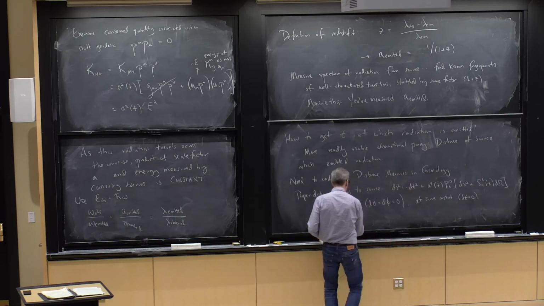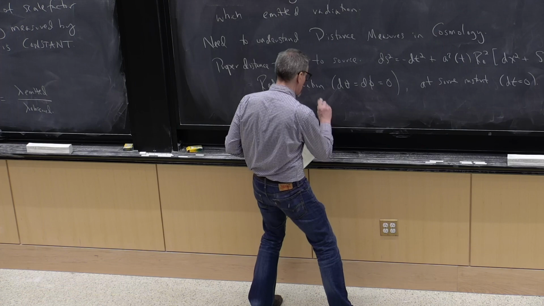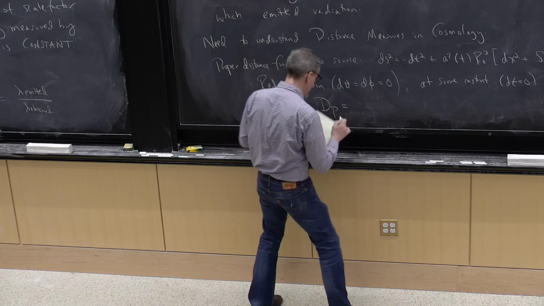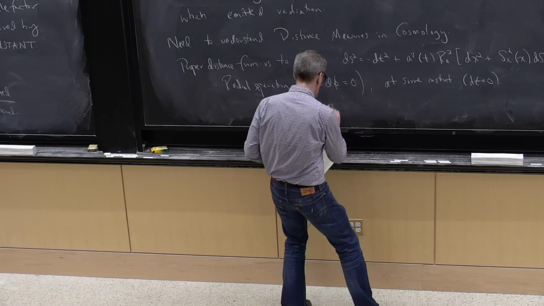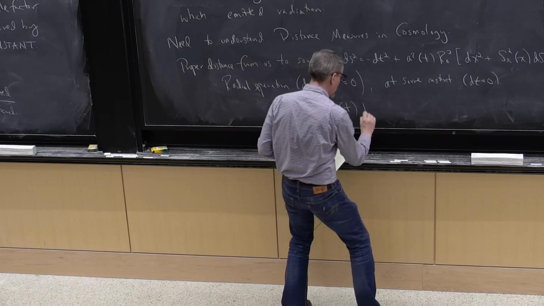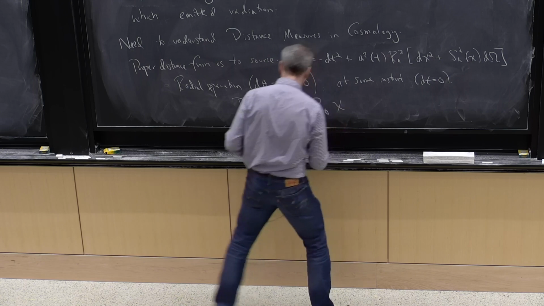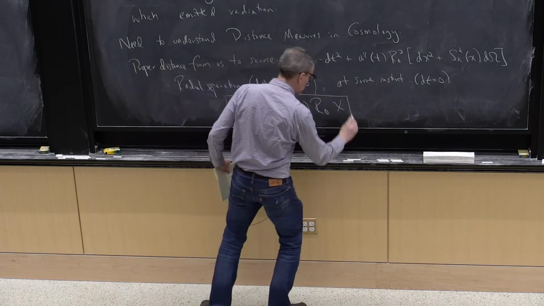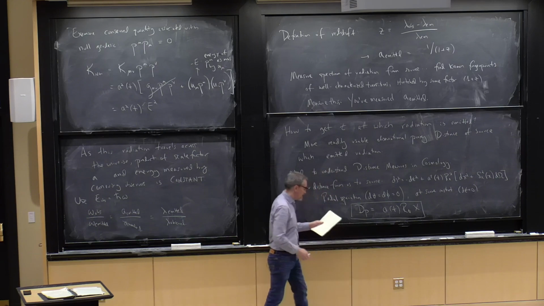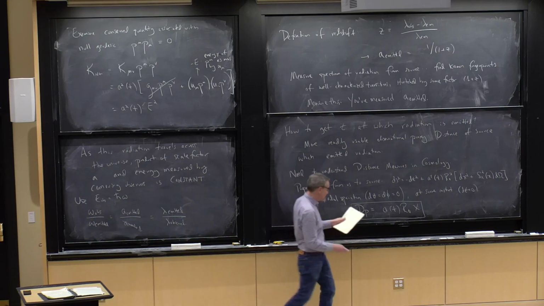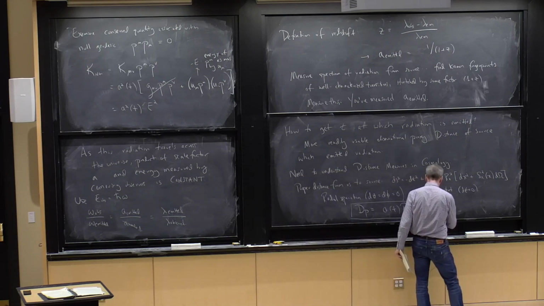this up, and you get our first distance measure. D sub p equals the scale factor, your overall distance scale r0, and chi. So Carroll's textbook calls this the instantaneous physical distance.